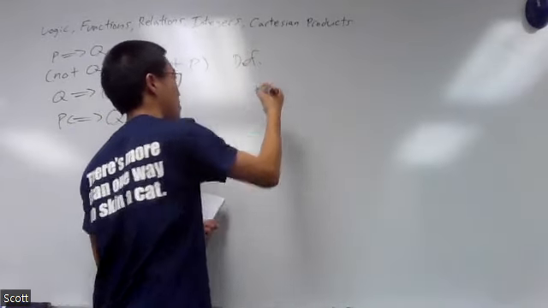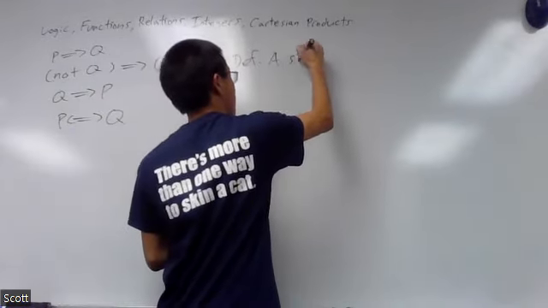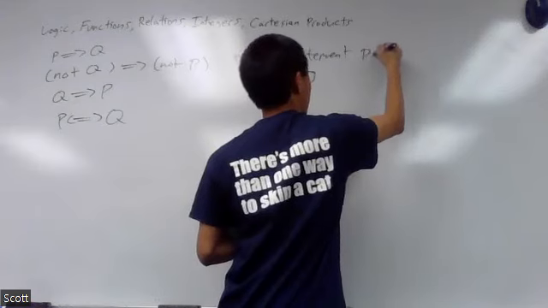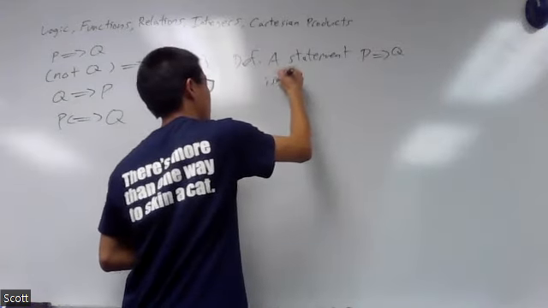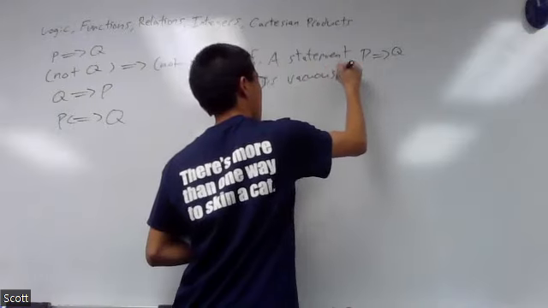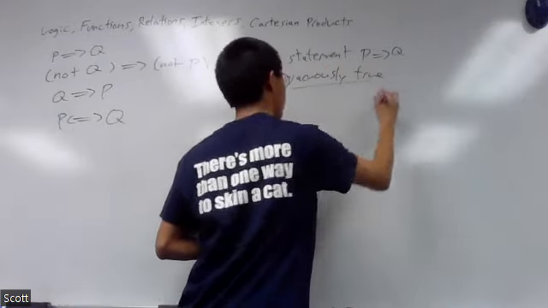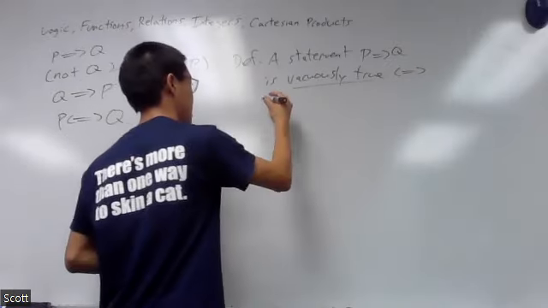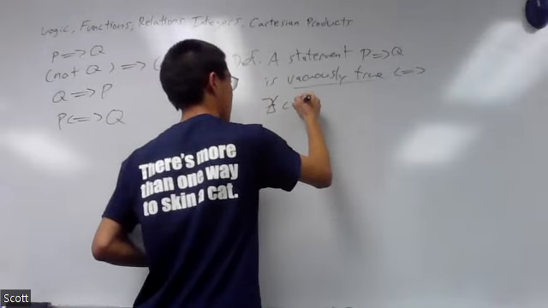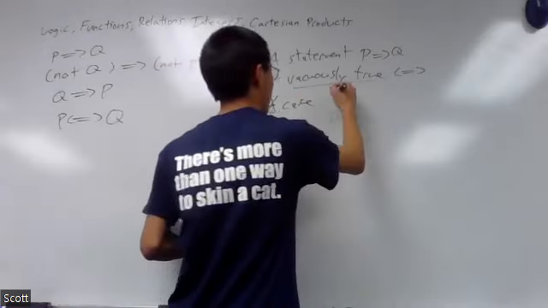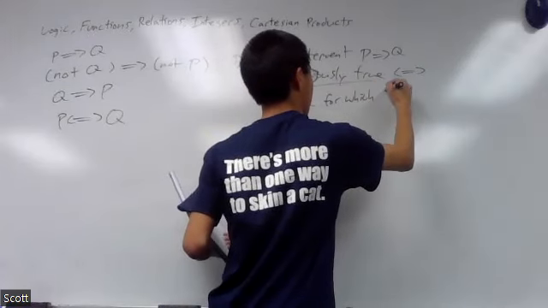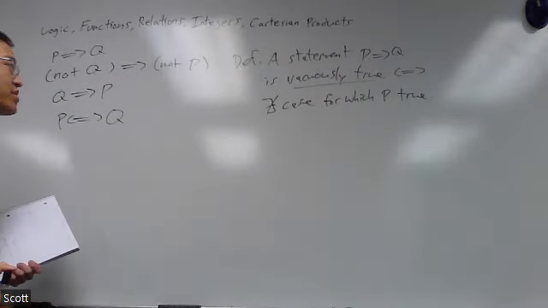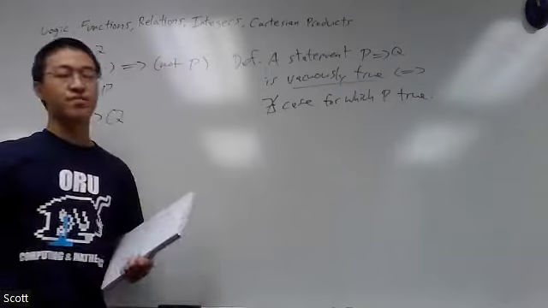So a statement P implies Q is vacuously true if and only if there does not exist a case for which P is true. So the statement P implies Q can derive its validity from the fact that there will never be an instance where P is actually true.